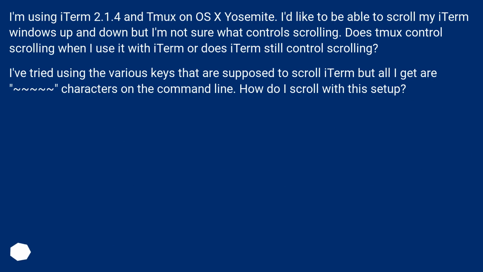I'd like to be able to scroll my iTerm windows up and down, but I'm not sure what controls scrolling. Does Tmux control scrolling when I use it with iTerm, or does iTerm still control scrolling? I've tried using the various keys that are supposed to scroll iTerm, but all I get are tilde characters on the command line. How do I scroll with this setup?